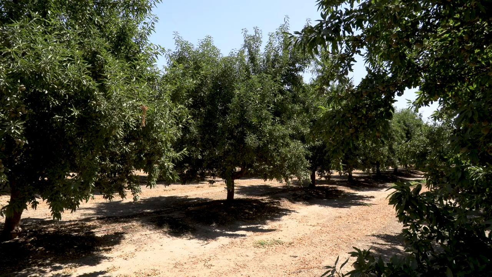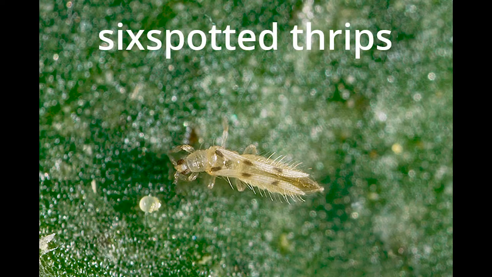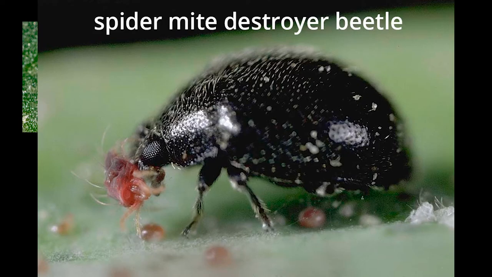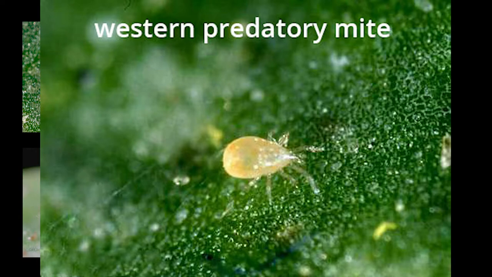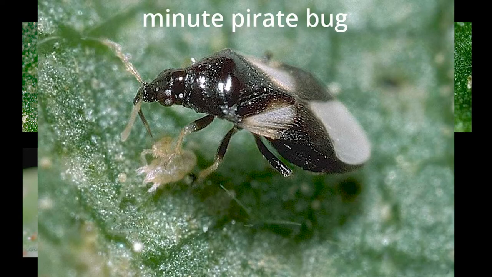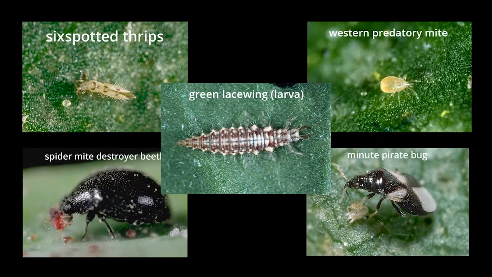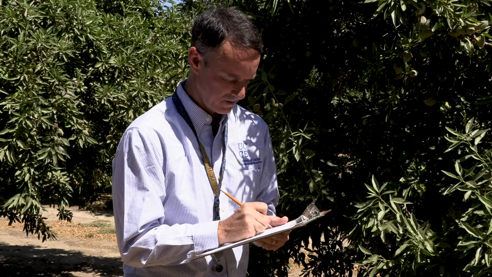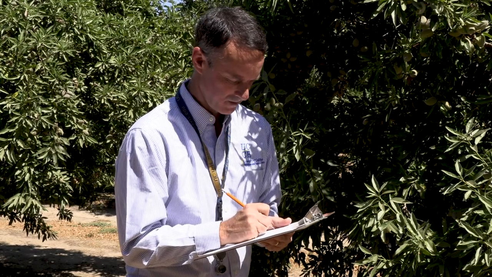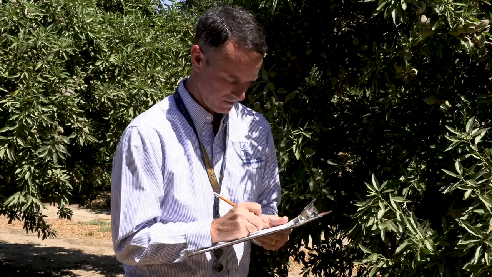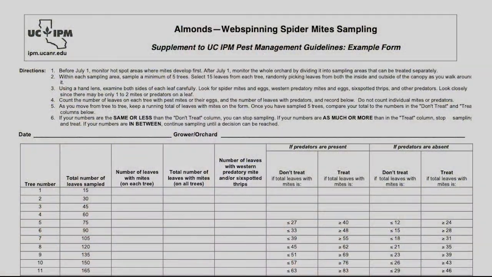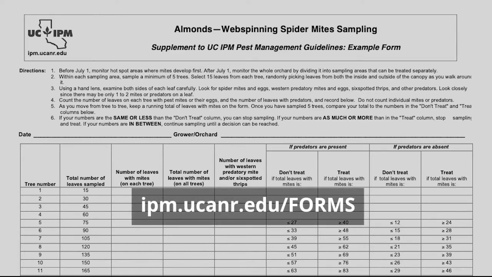In California almond orchards, common spider mite predators include six-spotted thrips, the spider mite destroyer beetle, the western predatory mite, minute pirate bugs, and lacewings. Record the number of leaves on each tree with spider mites, as well as the number of leaves with predators. A sampling form that contains treatment thresholds based on the results of this presence-absence sampling can be downloaded from the UCIPM website.